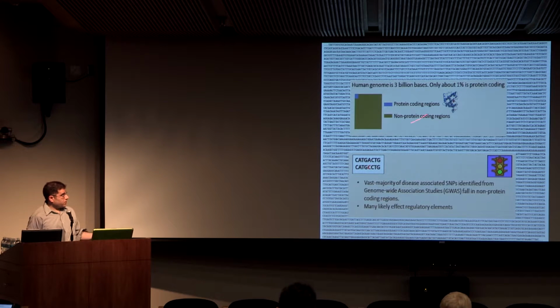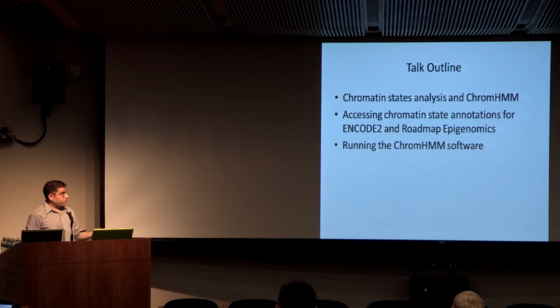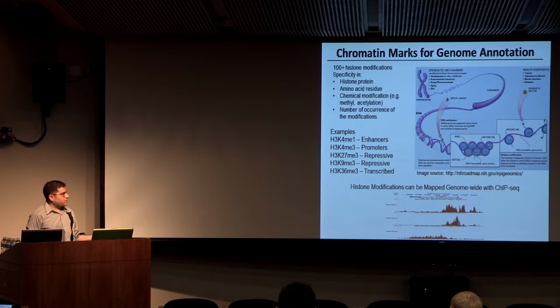And there's been a lot of interest in the vast non-protein coding and non-exonic portions, because genome-wide association studies, these unbiased assessments of where disease-associated genetic variations are, have implicated a large majority of the variation in these non-protein coding portions. So the question is, how do we start to understand these portions of the genome and annotate them?